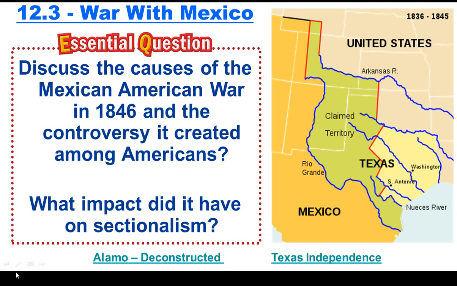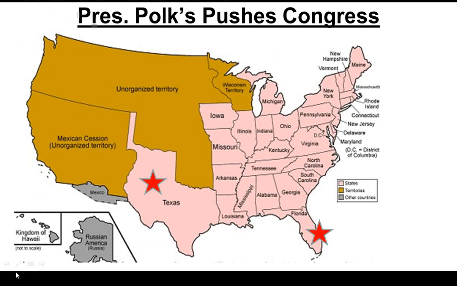All right, here's Lesson 3, War with Mexico. Discuss the causes of the Mexican-American War in 1846 and the controversy it creates amongst Americans, and what is the impact of this war on sectionalism? How does it create conflict between the North and the South?